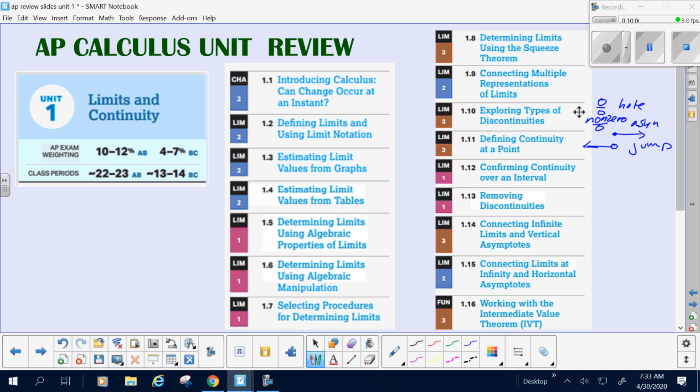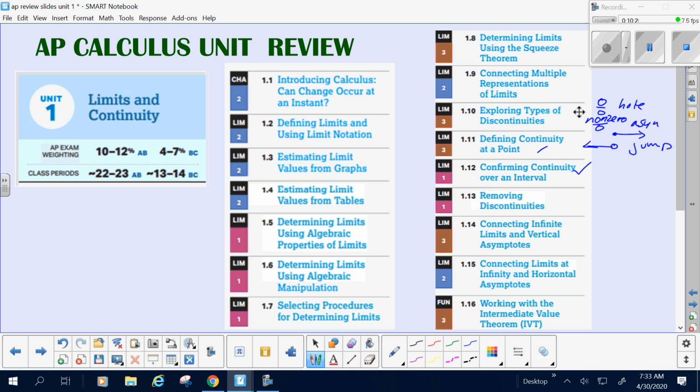Defining continuity at a point, this will maybe be something we put on a reference sheet. Continuity by definition is that the function is continuous if the limit exists, which means the left and right hand limits are the same, the point exists, and the point and the limits are the same. Confirming continuity would use that definition. You would have to prove continuity.